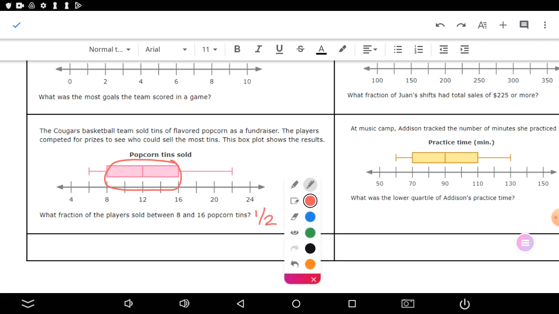Last one's just looking at it. What was the lower quartile of Addison's practice time? Which of those pieces represents my lower quartile, Brant? The left, not the whisker. The whisker is the minimum. Where the whisker starts. So this right here is our lower quartile. So it would be 70.